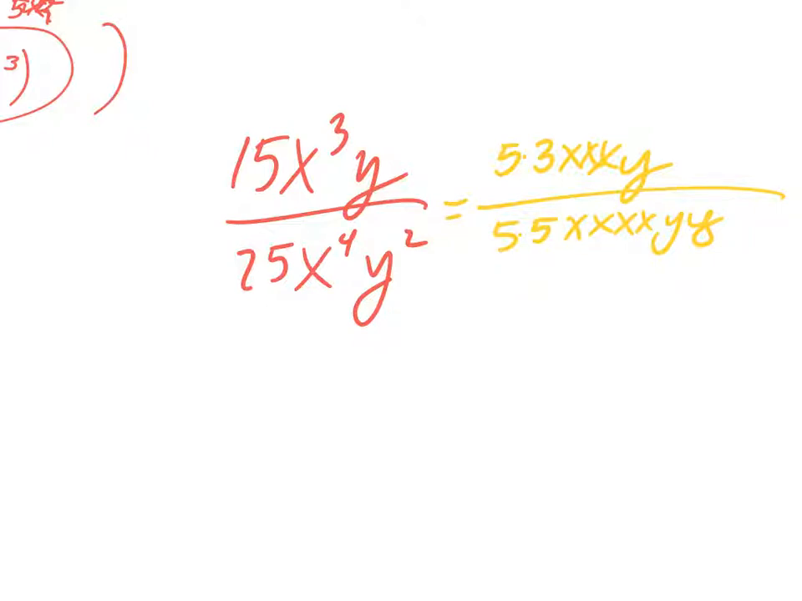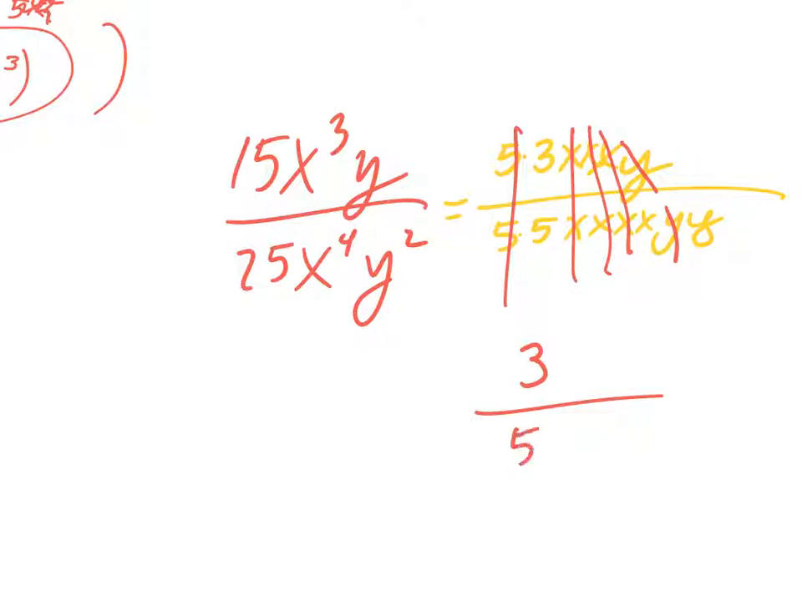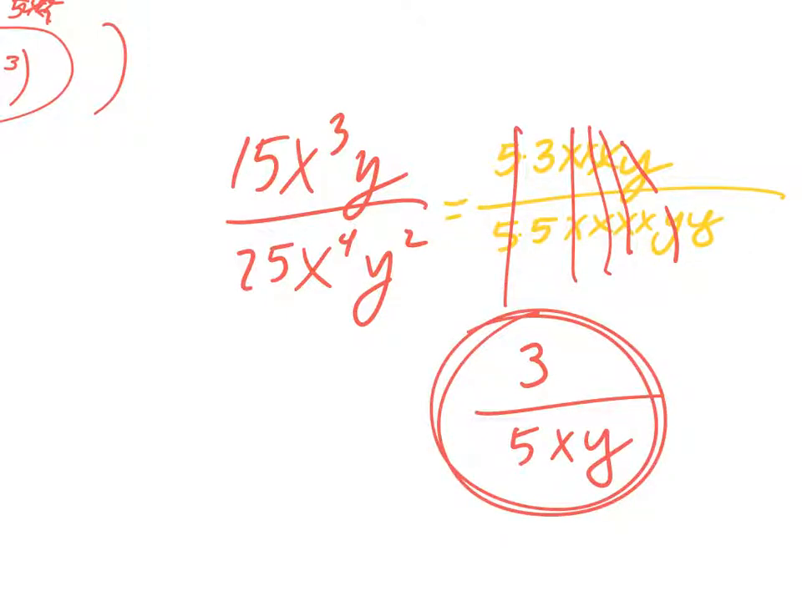All right, so all these cancel, and that cancels, and that cancels, and that cancels, and the y cancels the y. All right, to me it looks like I'm done. 3 over 5xy. Raise your hand if you had 3 over 5xy. Awesome. Your basics are getting strong.